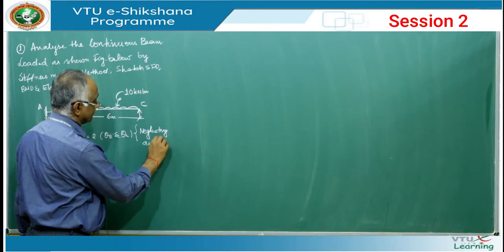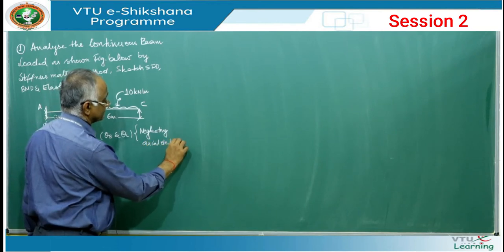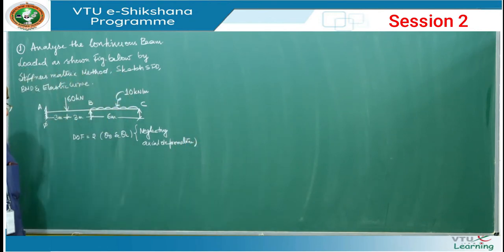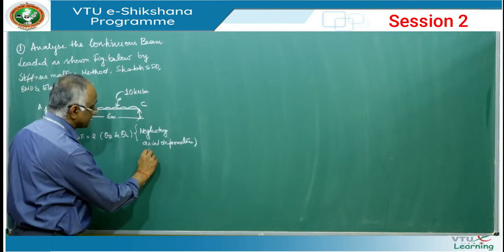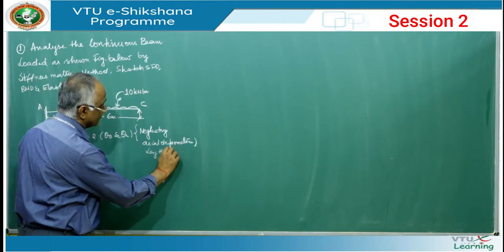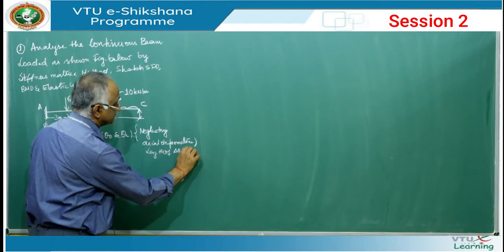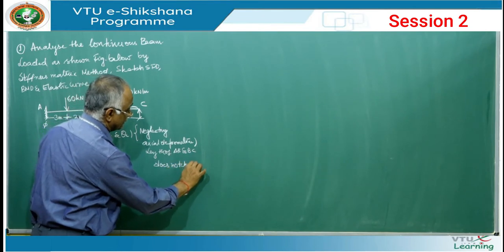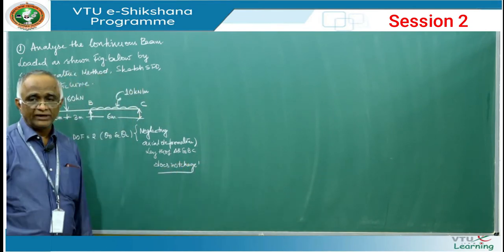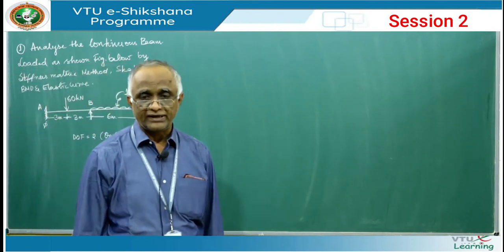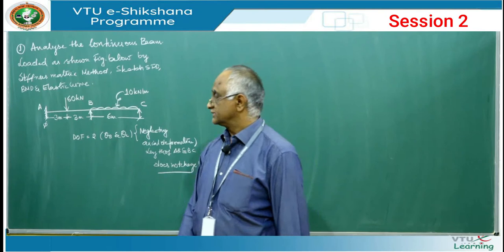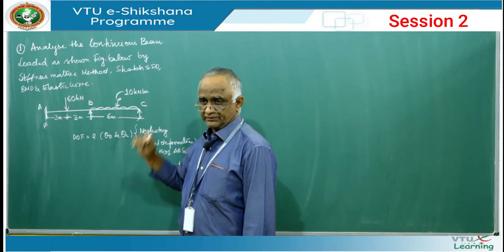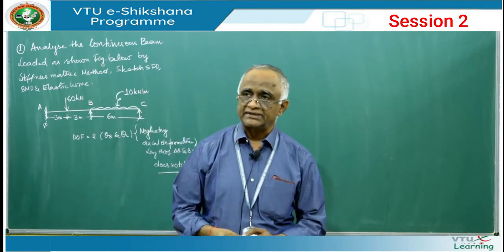I can put it here: neglecting axial deformation. Axial means along the axis of the member. We have to neglect it. It means that the lengths of AB and BC do not change. Assuming this condition, we can eliminate the horizontal movement at B and the horizontal movement at C. So we get only 2 degrees of freedom, the rotation at B and the rotation at C. That means the number of coordinates to be selected is only 2.